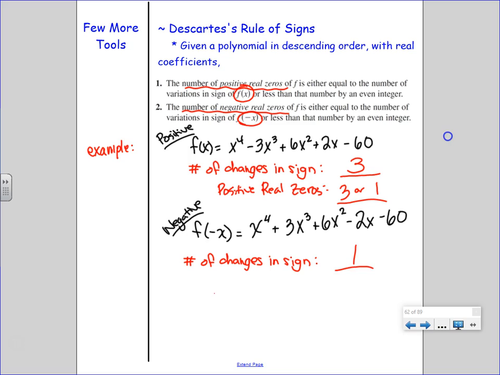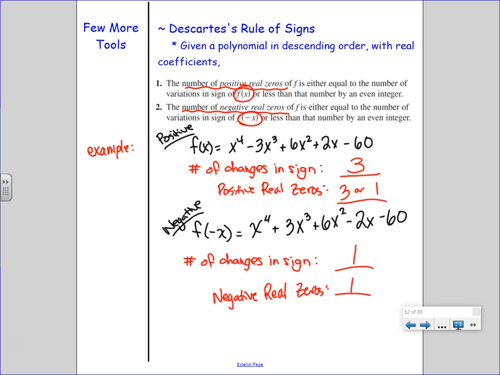How many from this one? Negative real zeros. Either how many changes in sign, which is 1, or less than that by an even number. 1, or 1 minus 2 is negative 1. 1 minus 4 is negative 3. So 1, no negatives. Because if I subtract 2, it's a negative number. I can't have a negative how many, so that doesn't work.